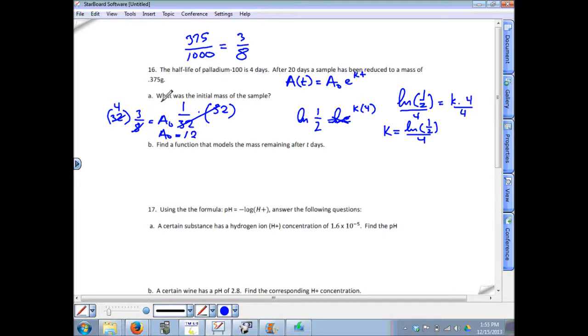We've accomplished actually two things here. Not only have we answered the question, what's the initial mass, 12 grams, we also have solved for the value of k, which we would have had to do anyway in part B, because now they're asking for a function that models the mass remaining after any amount of time, t days. So A(t) is equal to 12 times e to the natural log of 1/2 over 4 times t.